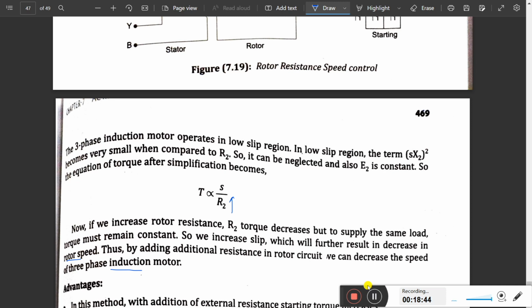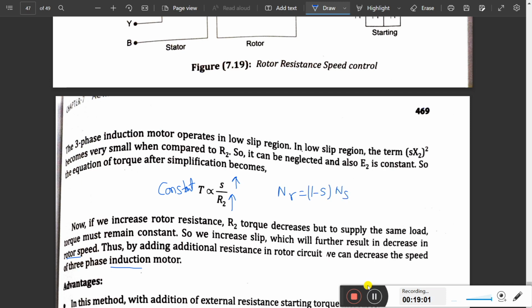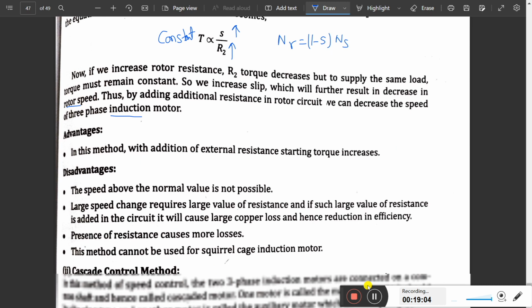Try to observe this main point. If I increase the resistor, even though the torque should be constant, for that purpose the slip also increases. If the slip increases, automatically the speed decreases. Now I hope you understood this method.